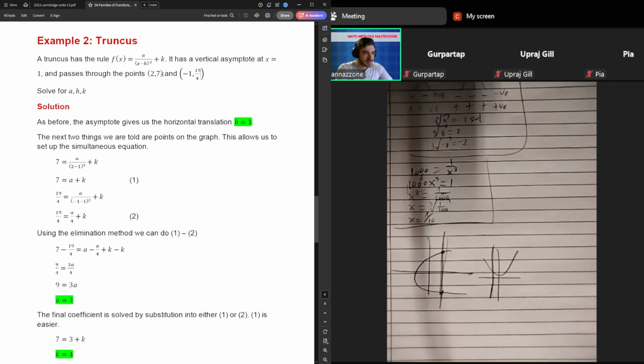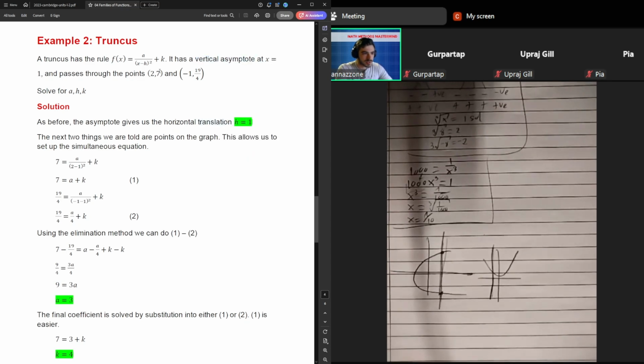So in this case, again, vertical asymptote is going to be your horizontal translation. That gives you a nice and easy h equals 1. Then from there, you've got these 2 additional points and 2 unknowns to solve. When you have that, it usually implies you're going to have to be doing some form of simultaneous equation. So first up, we're subbing in the point 2, 7, rearranging and simplifying. And the next one, -1, 19 on 4, again simplifying down. You've got equation 1 here, equation 2 here.